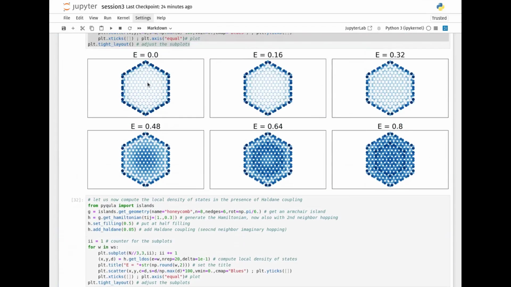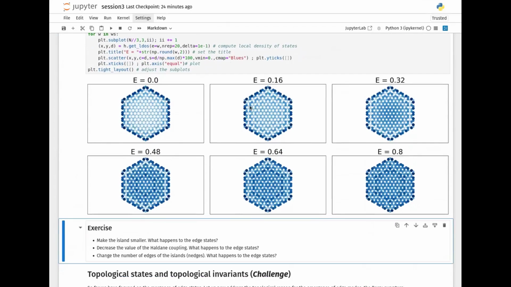And so in the case of 0.1, you see that you have relatively well-defined edge states up to, let's say, 0.32. But if you take a smaller Haldane coupling, you see that the states are much more spread. So they are not so much localized at the edge. And in particular, after 0.32, you already see the bulk states.